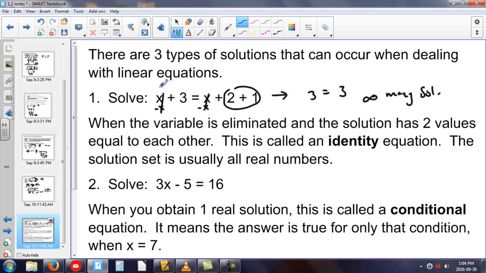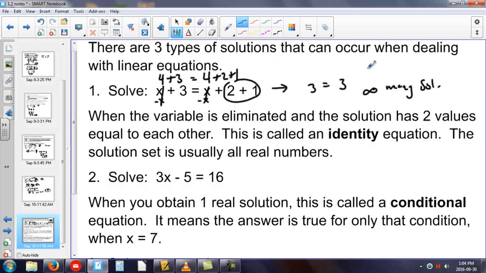If I put 4 in for x, 4 plus 3 is 7. 4 plus 2 is 6, plus 1 is 7. It doesn't matter what I plug in for x, this is going to work. So every solution is really going to work for x. All real numbers. You might say all real numbers.